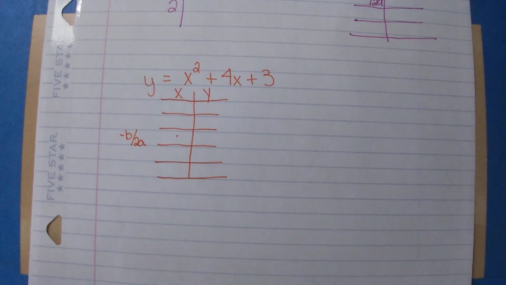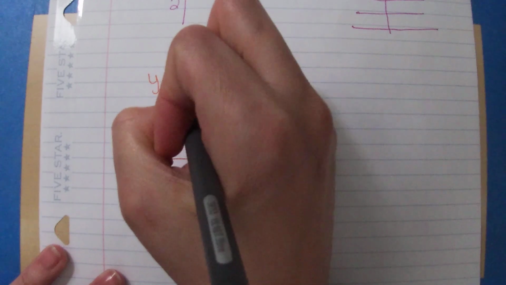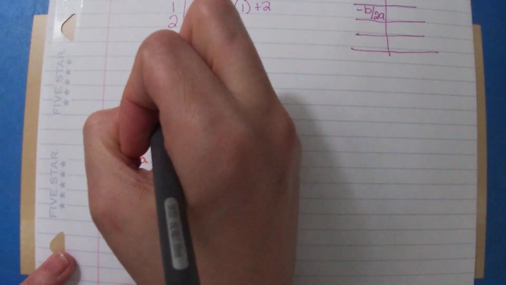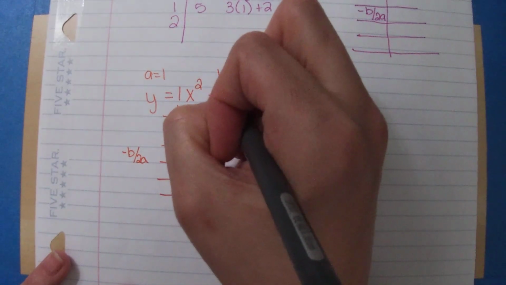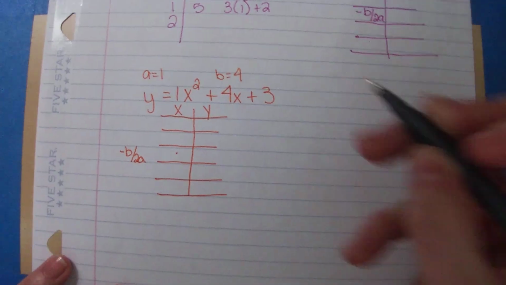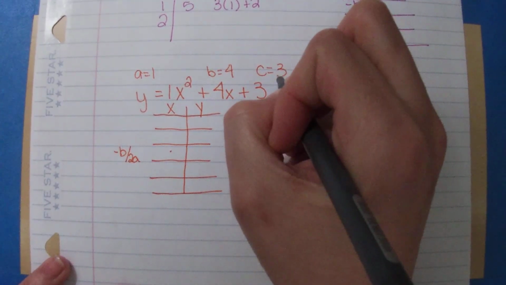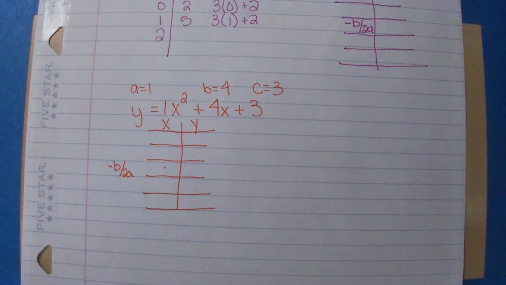To find that value, it's going to be really helpful to know what a, b, and c are. We should be good at finding a, b, and c because we've done it for factoring and for the quadratic formula. It's something we've consistently seen. So our a value is 1. We don't see a number in front, so it's 1. Our b value is 4. And our c value is 3.